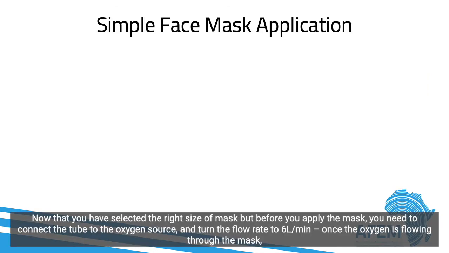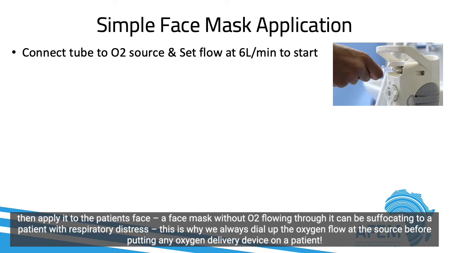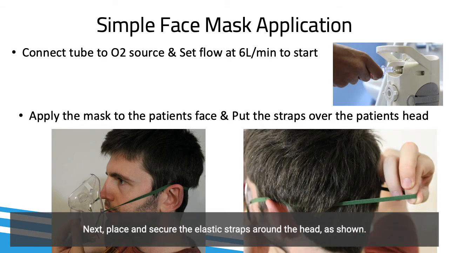Now that you have selected the right size of mask, but before you apply the mask, you need to connect the tube to the oxygen source and turn the flow rate to 6 liters per minute. Once the oxygen is flowing through the mask, then apply it to the patient's face. A face mask without O2 flowing through it can be very suffocating to a patient with respiratory distress. This is why we always dial up the oxygen flow at the source before putting any oxygen delivery device on a patient. Next, place and secure the elastic straps around the head, as shown.